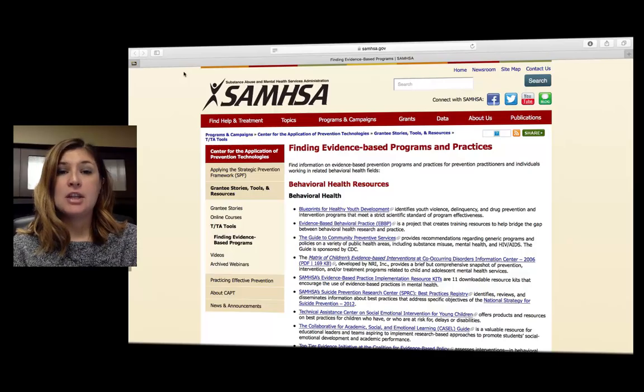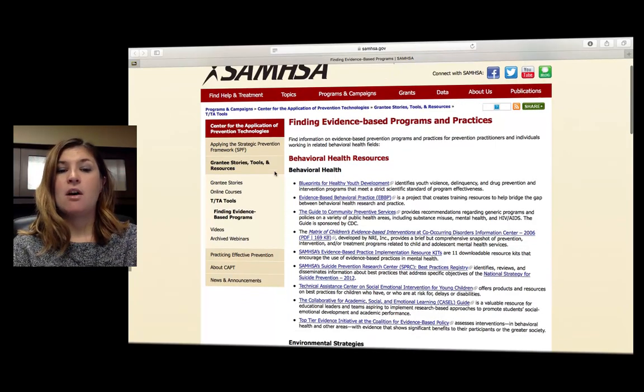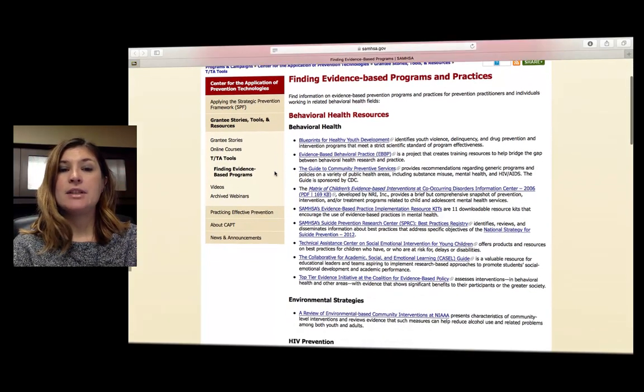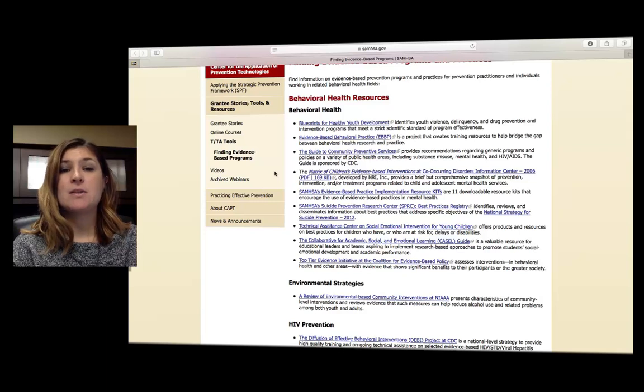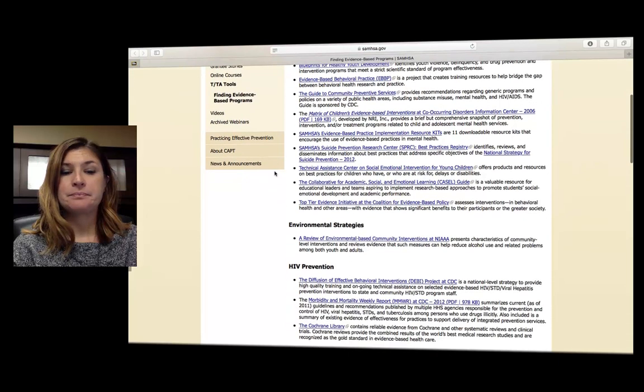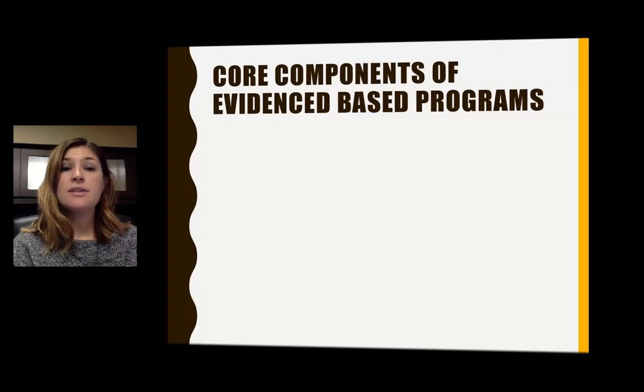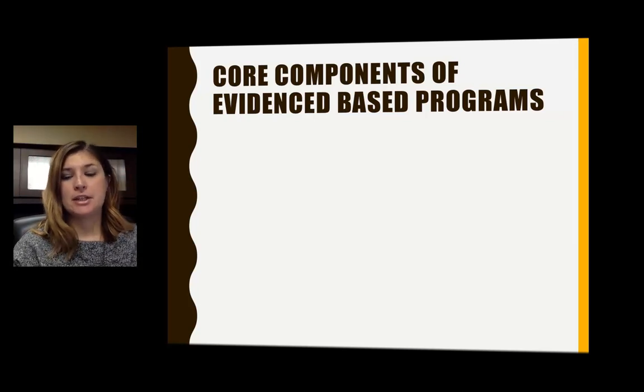Here at this link, you can go to samhsa.gov's evidence-based programs and practices. Here you'll be able to see all of the different types of prevention programs based on certain approaches that are all found to be evidence-based. There are also certain components that make a program evidence-based. These are based on previous data and research.